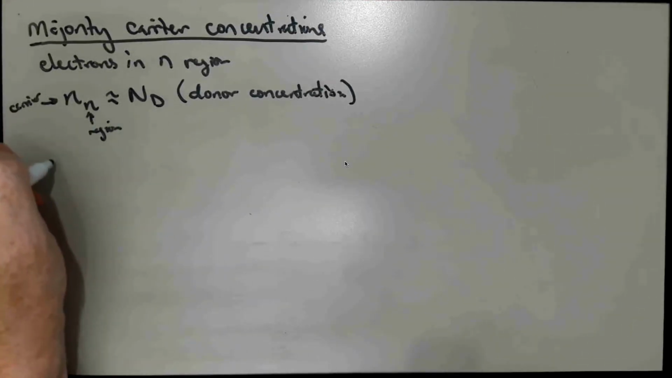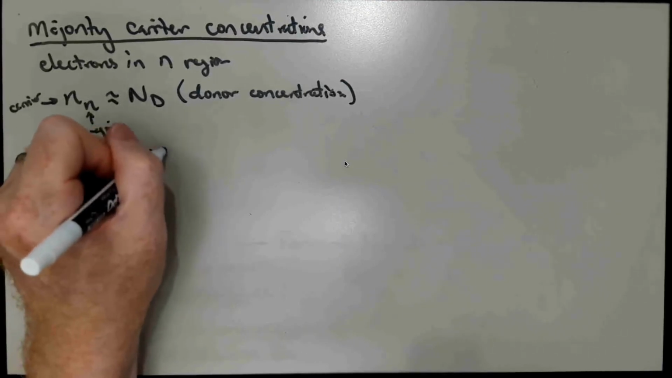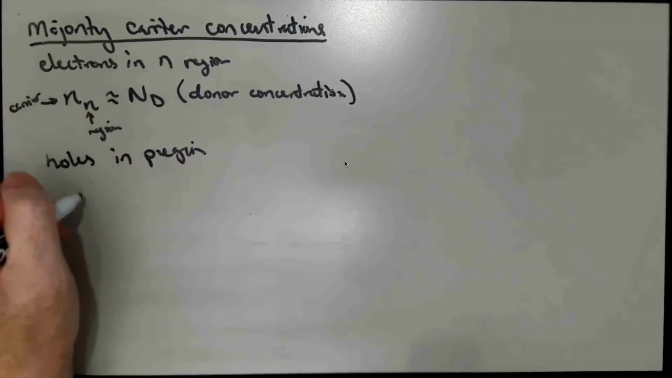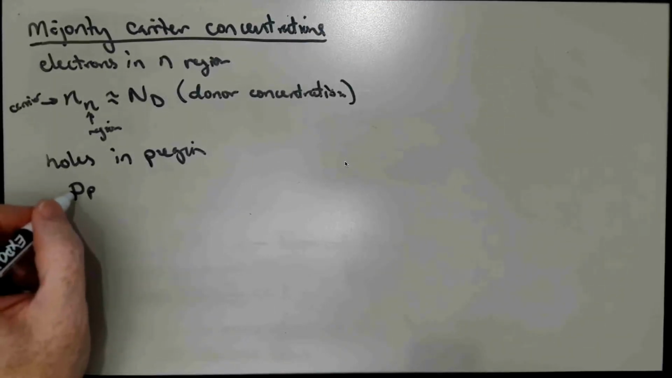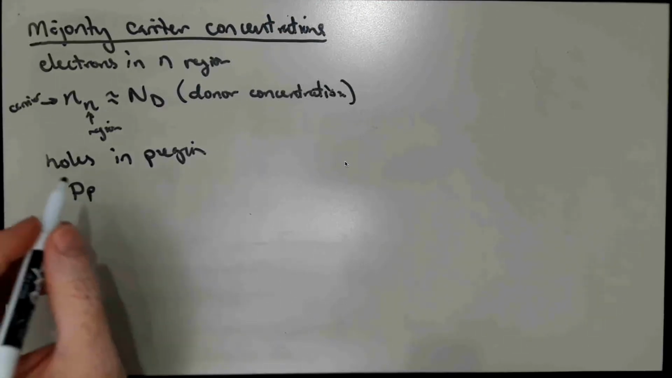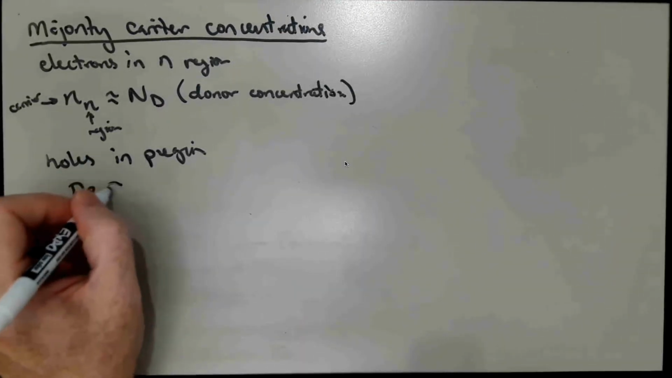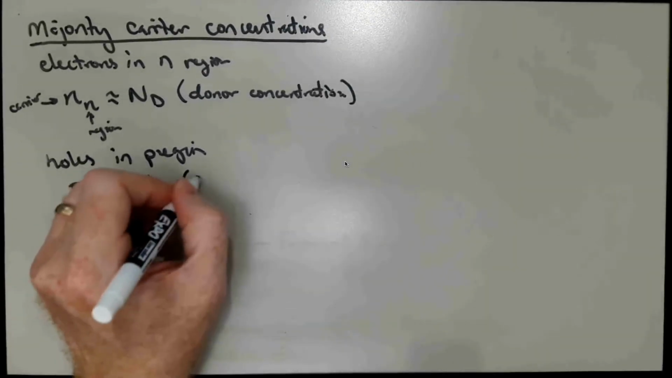And likewise for holes in the P region, we denote that by P sub P. Again, this P denotes the carrier type in concentration, and this subscript denotes the region. And this is going to be approximately constant again, and this is N sub A, the acceptor concentration.